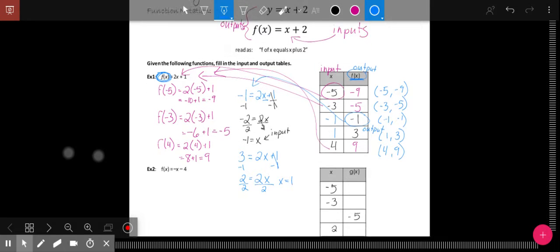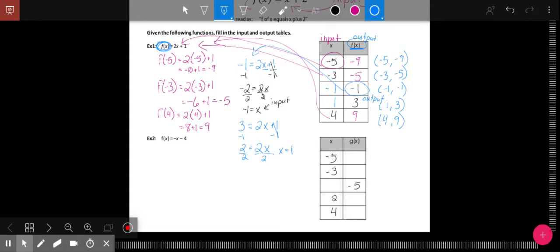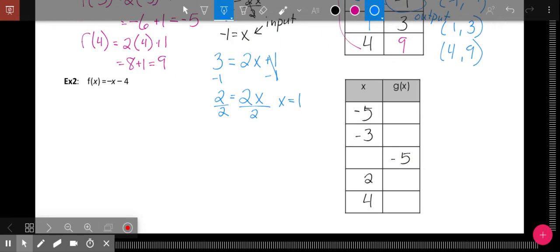All right. Looking at example 2, we're going to do the same way. Remember, it looks like a lot of work, but you have that calculator to help you through a lot of those problems. So example 2, we have f of x equals negative x minus 4. Again, I've given you the table filled out, so go ahead and fill in that table with the -5, -3, 2, and 4.